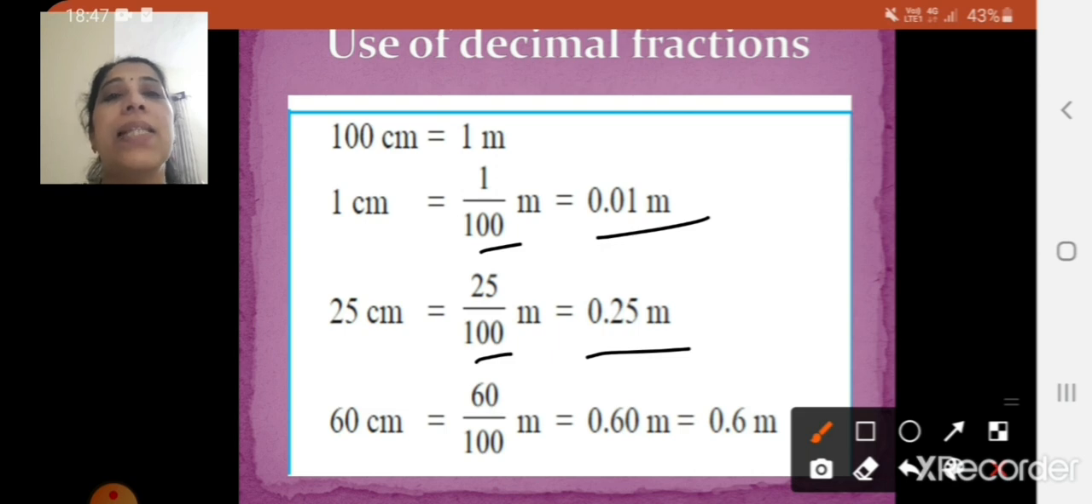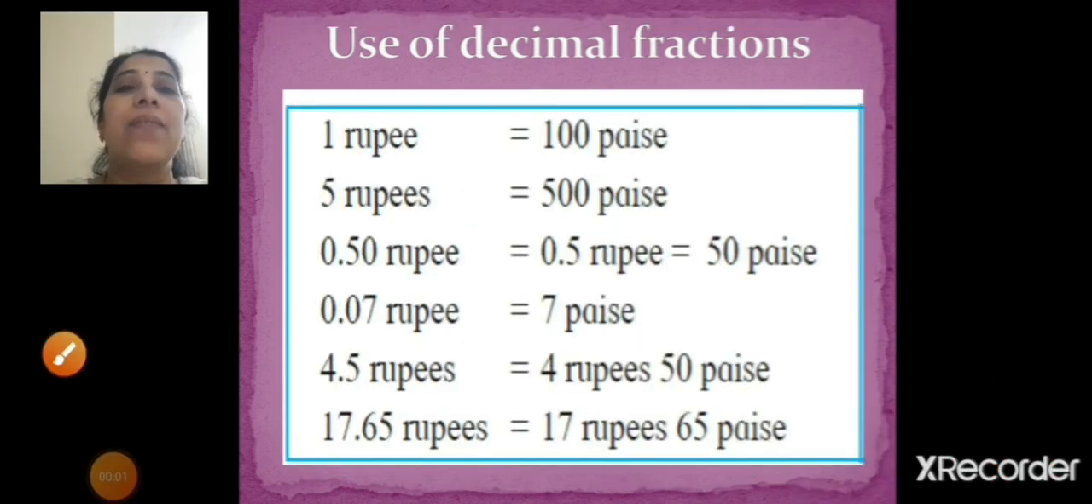Now next one is 60 centimeter. 60 centimeter is equal to how many meter? Again 60 upon 100. So 2 zeros in the denominator, so 2 decimal places. So 0.60 meter. And you can write 0.60 meter also as 0.6 meter. It's one and the same. So I hope students you have understood this conversion also. So let's see the next conversion, children.